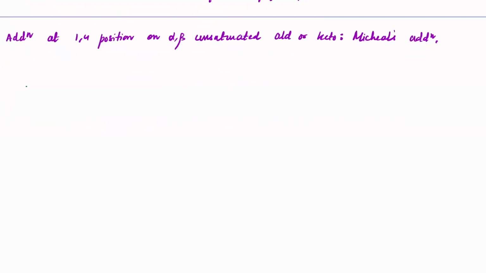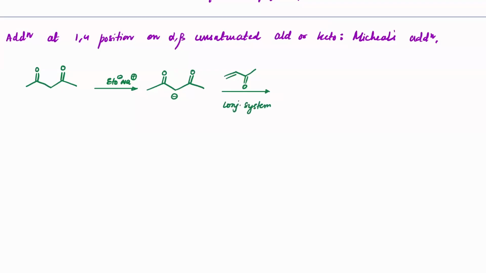Most Michael's additions, we expect to happen with an active methylene position like this. Suppose you have a double bond O this way, and I'm treating this with EtO minus Na plus. What do we expect? On the active methylene position, we should get an anion here. And if you treat it with a double bond here like this, this is a conjugated system.